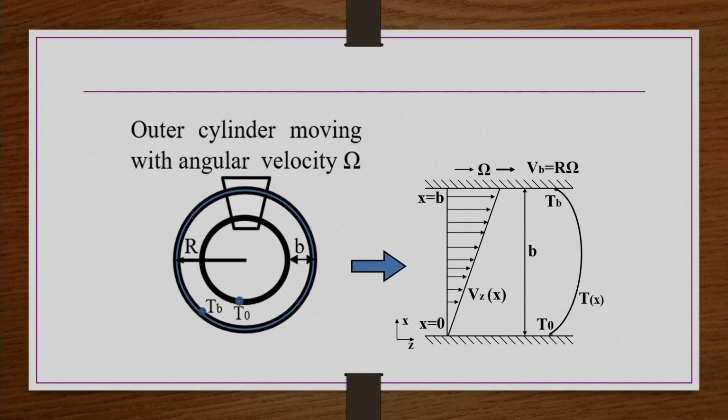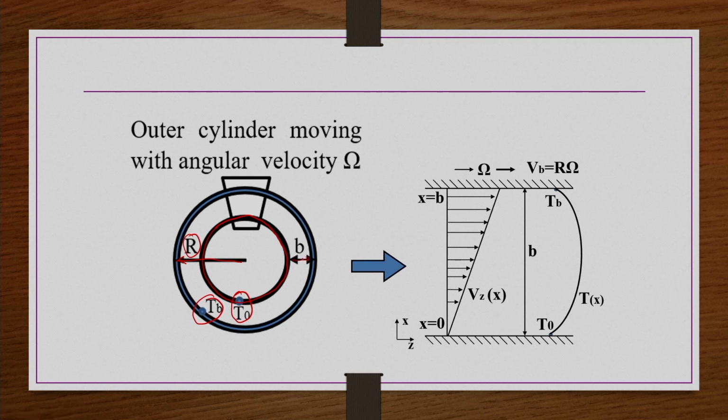So, first schematically we represent this flow problem, and then we get into the solution steps to get the temperature profile. Schematically, this is the inner cylinder, whose radius is not known, not required also for this problem, maintained at temperature T naught, and this is the outer cylinder whose radius is capital R, maintained at temperature T b.